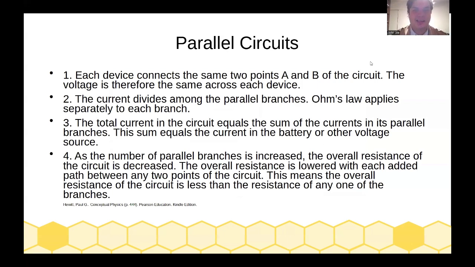Each device connects the same 2 points A and B of the circuit. The voltage is therefore the same across each device. The current divides among the parallel branches. Ohm's law applies separately to each branch. The total current in the circuit equals the sum of the currents in its parallel branches. The sum equals the current of the battery or other voltage source. As the number of parallel branches is increased, the overall resistance of the circuit is decreased. The overall resistance is lowered with each added path between any 2 points of the circuit. This means that the overall resistance of the circuit is less than the resistance of any one of the branches.